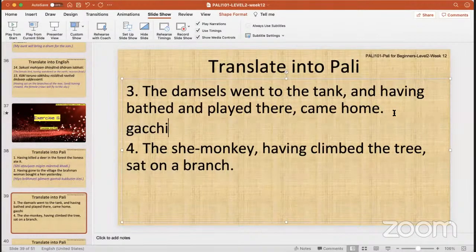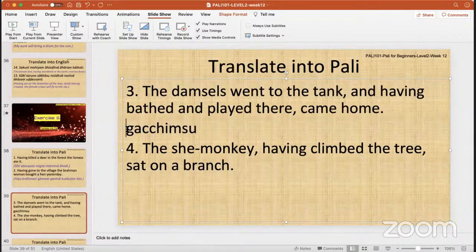So the gachi, the corresponding subject is themselves. That is bahuvachana, Patama vibhakti. Gachin, bahuvachana. Wait, we cannot say gachi. It should be gachinsu.